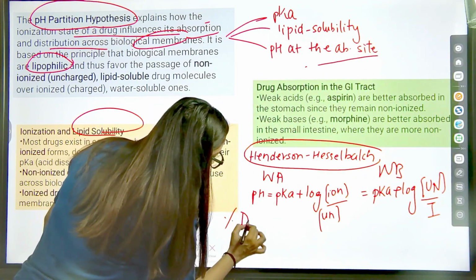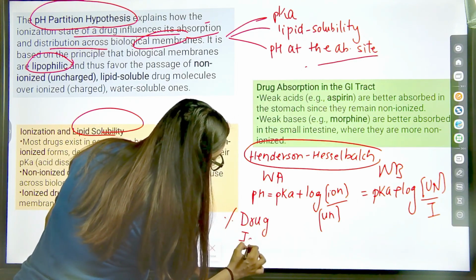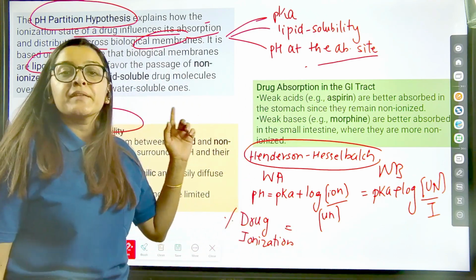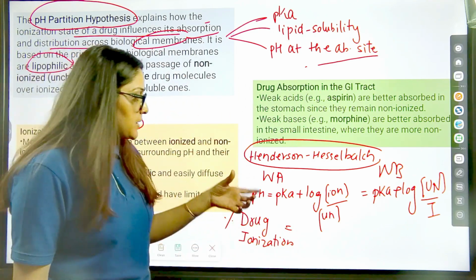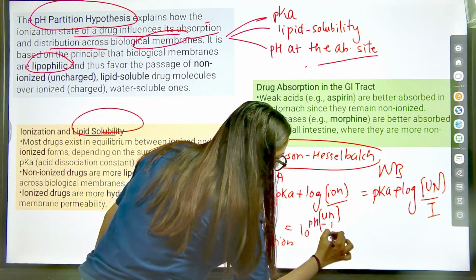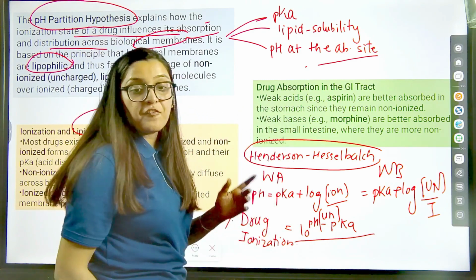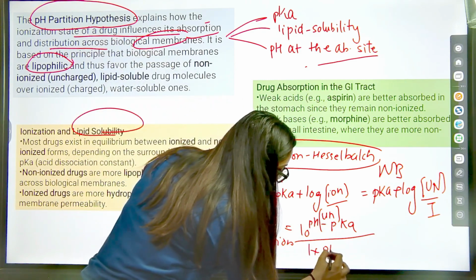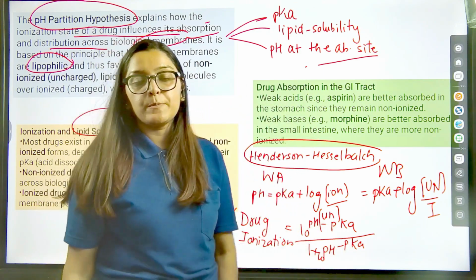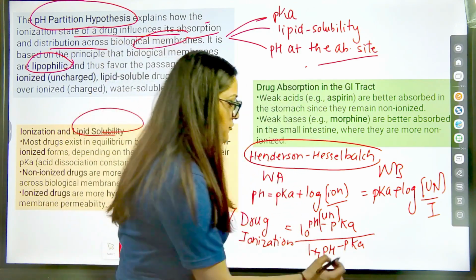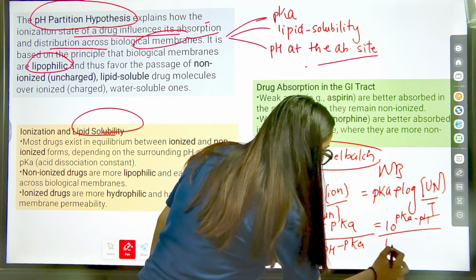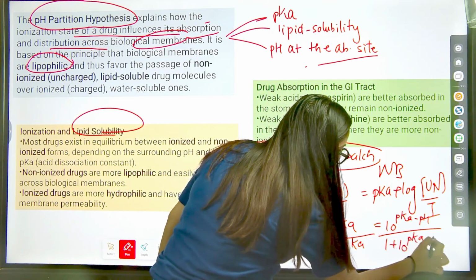So we can calculate the percentage of drug ionization. These are important formulas for that calculation. In case the drug is a weak acid in nature, it will be 10 to the power pH minus pKa upon 1 plus 10 to the power pH minus pKa. For the weak base, it will be a little reverse: 10 to the power pKa minus pH upon 1 plus 10 to the power pKa minus pH.